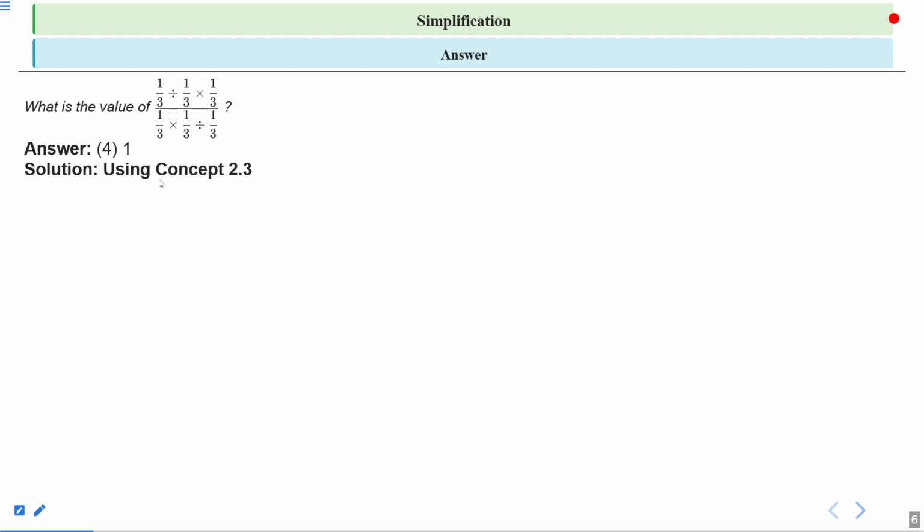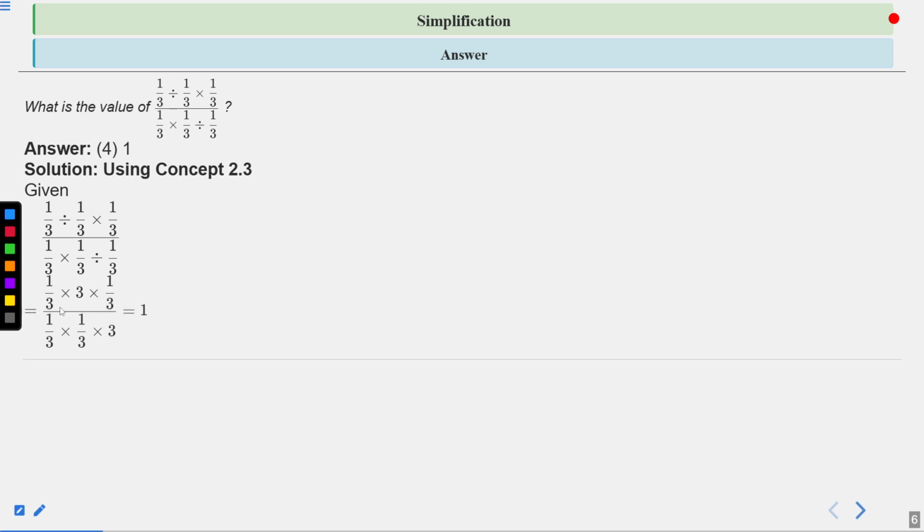Now see the detailed solution using concept 2.3. Given this equation: 1 by 3 divided by 1 by 3 multiplied by 1 by 3, whole upon 1 by 3 multiplied by 1 by 3 and divided by 1 by 3. We can just simplify it.